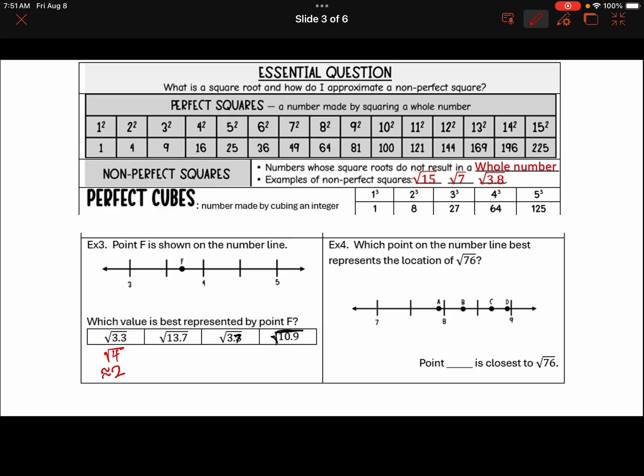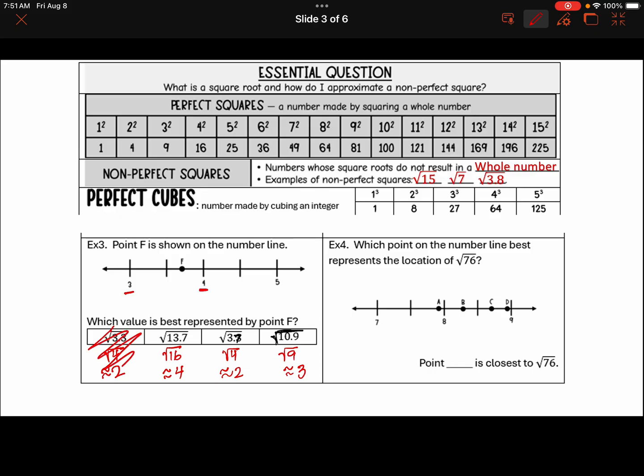13.7 would be closer to square root 16. So this is close to 4. 3.7 is again closer to 4. So this would be closer to 2. And 10.9, the closest perfect square is 9. So this would be close to 3. Okay, so now I look here. I know it's somewhere between 3 and 4.